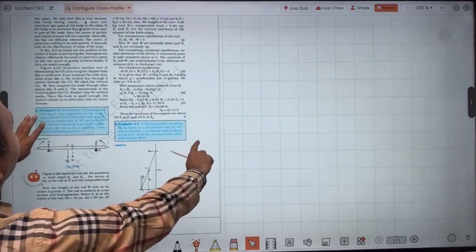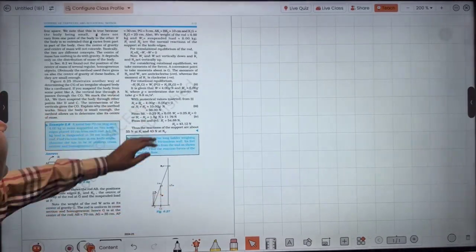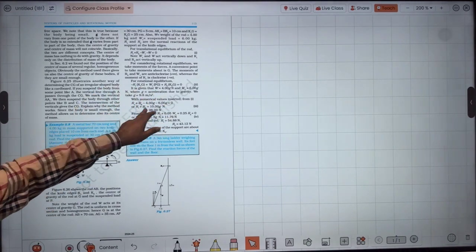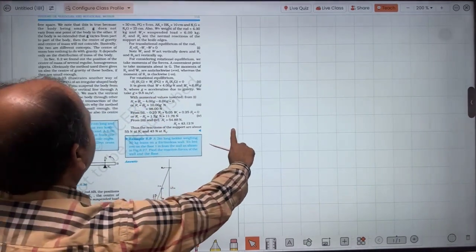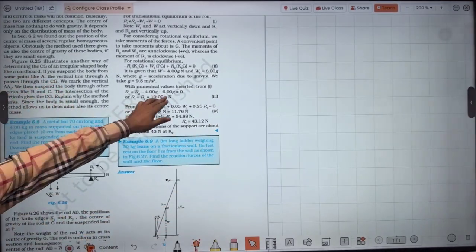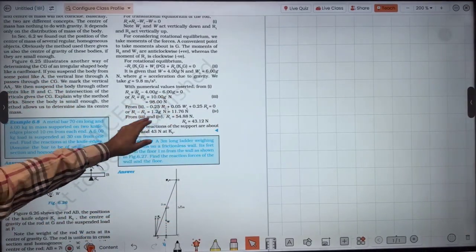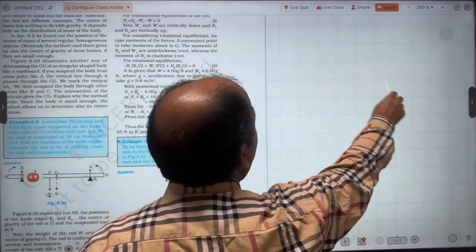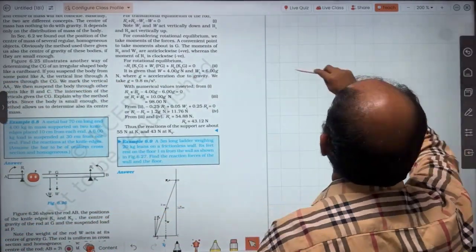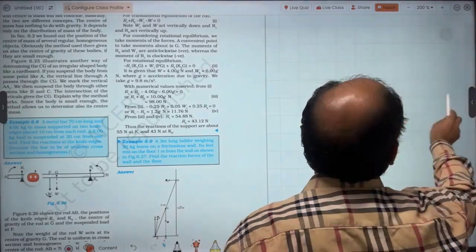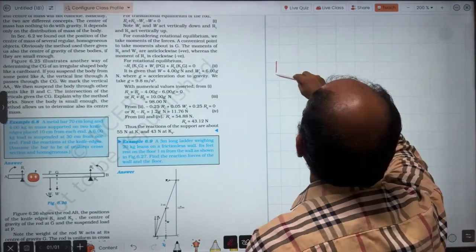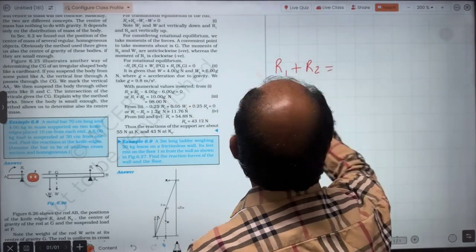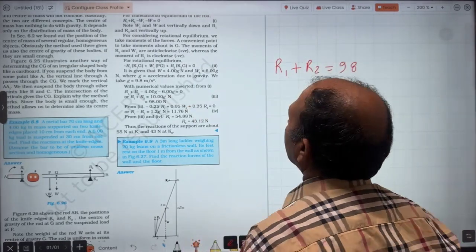Okay, it started, fortunately. So up to here we have already discussed, we were putting the values here. This is 10G and G is 9.8. So we have got the relation: R1 plus R2, meaning the sum of normal reactions upward, is equal to 98 Newton.